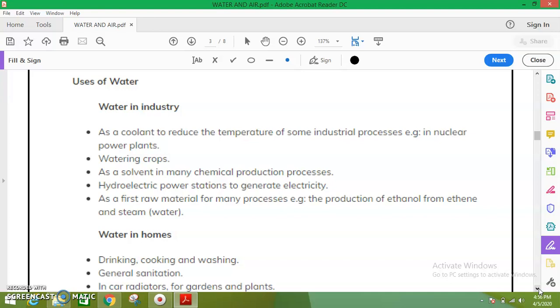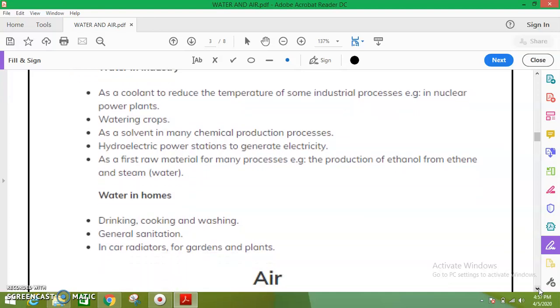Now come to the third objective, uses of water, where we use water in industry and where we use water in homes. As a coolant to reduce the temperature of some industrial processes, such as nuclear power plants, for watering crops, we use water as a solvent. In the laboratory also we use water, to generate electricity, and then we can use water for many other purposes like production of ethanol from ethene and steam in the form of water.